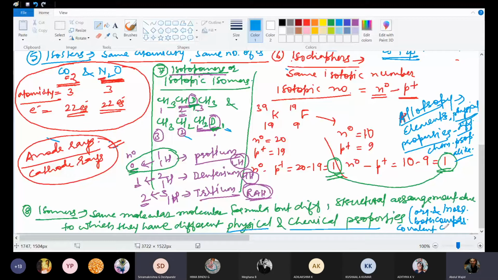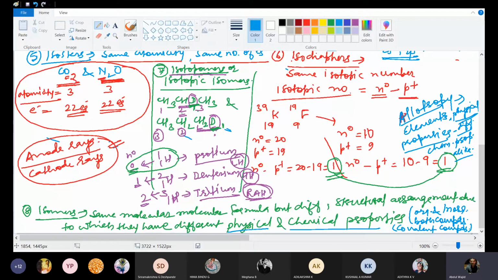But in ionic, covalent compound is not there, sir? No. NH3 is covalent. H2O is covalent. CO2 is covalent. Inorganic compounds can be ionic as well as covalent, but organic compounds can never be ionic, they will always be covalent only.